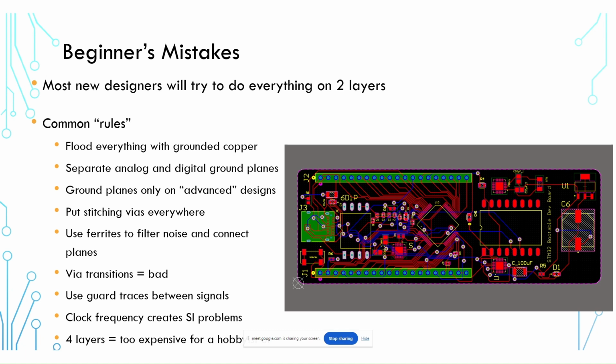And then here, the last one, the corollary to the ground planes are only in advanced designs, is that 4 layers is just too expensive for a hobbyist or student. If you've ever done any pricing overseas, for example, in JLC, you will know that, yes, 4 layers is more expensive, but the payoff you get is worth the additional investment in 2 additional layers.